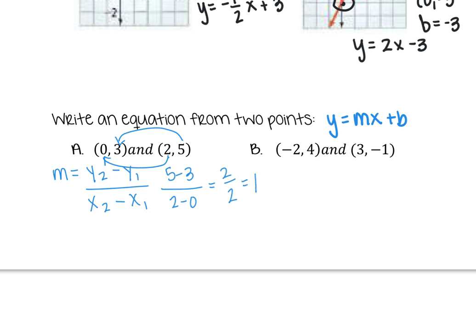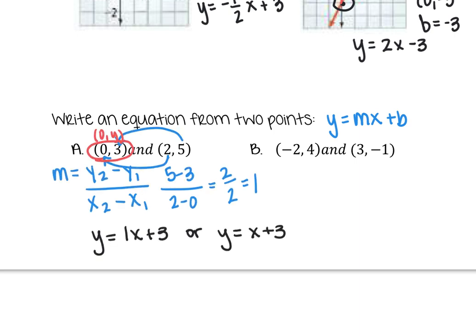Now I happen to luck out here because I notice my first ordered pair is 0, 3, and the x value is 0. So that's actually my y-intercept, or my b value. So for my equation, this one's pretty easy. I can just write y equals 1x plus 3, or you really can just write that as y equals x plus 3, because if there isn't an exact coefficient on the front of the variable, we understand that the number in front of the variable is a 1.